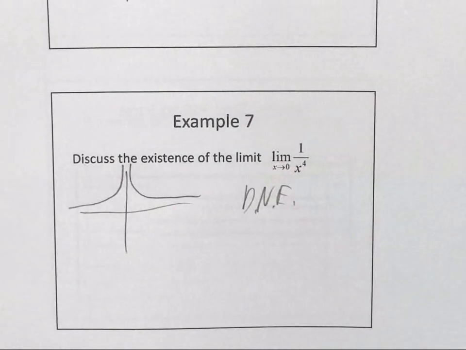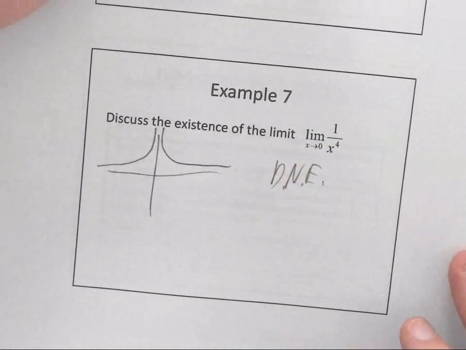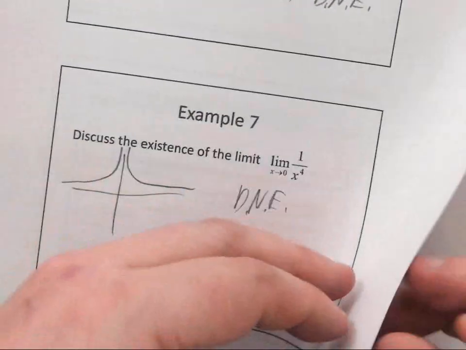So if we look at a problem like that, what do we have? We just say it doesn't exist. You have to say why. Appears to go to infinity, goes to two different values, that kind of thing. Okay? What about this one?